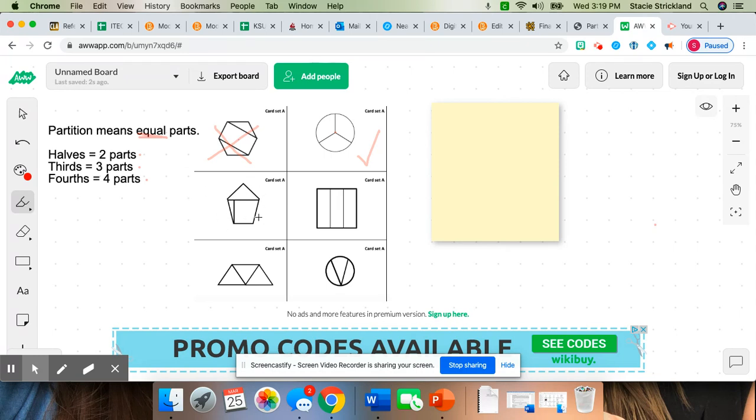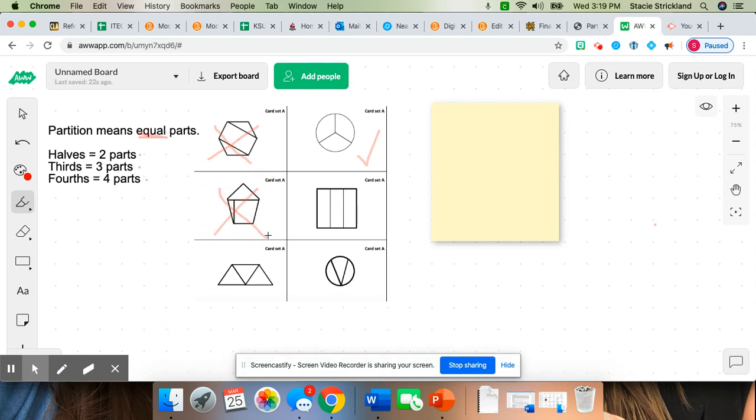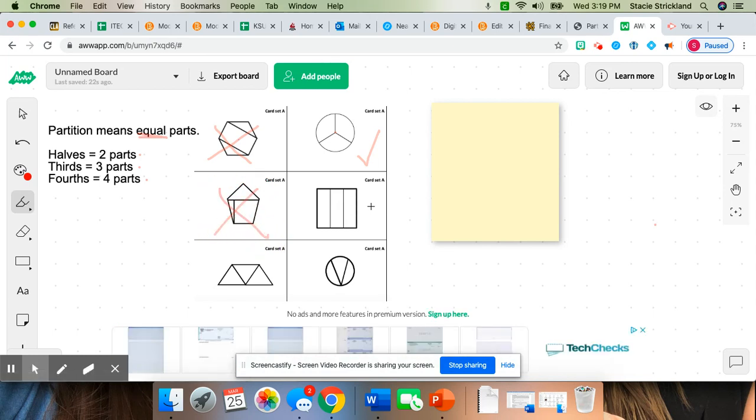Now I see this shape. This shape is pretty interesting looking. Let me see what shape it is. It's got 1, 2, 3, 4, 5 sides and 1, 2, 3, 4, 5 vertices. That means that I'm looking at a pentagon. But when I look at these parts, I notice, first of all, this part right here is tiny. If that were a cookie and that was the part I got, I would be really upset. So I know those parts are not the same size. So that is not partitioned equally.